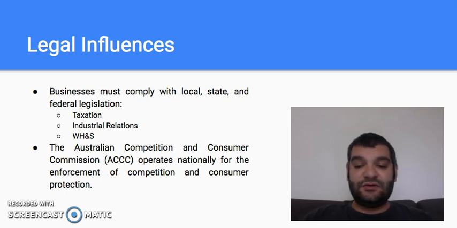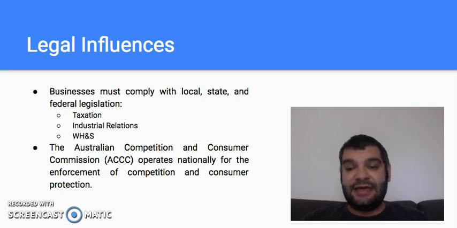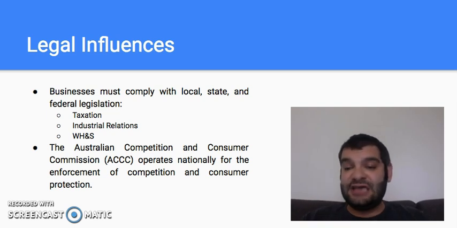Now, legal influences are quite important here. Businesses must comply with local, state, and federal legislation. Now, examples of this are taxation. They can't determine if they want to pay taxes or not. They have to. And they can't also determine how much tax they pay. They have to pay what the governing bodies say. They must comply with industrial relations, WHS, equal employment opportunities, anti-discrimination. So that's just a brief overview, but there's a lot of legislation they need to cover.